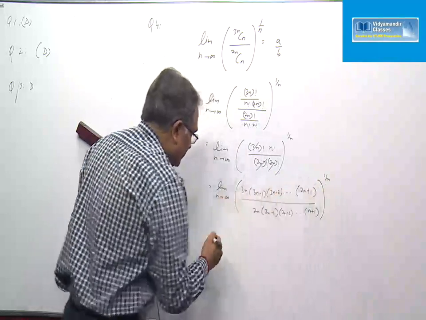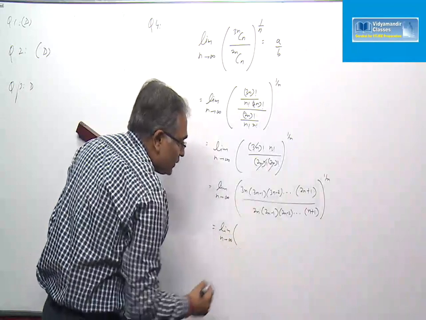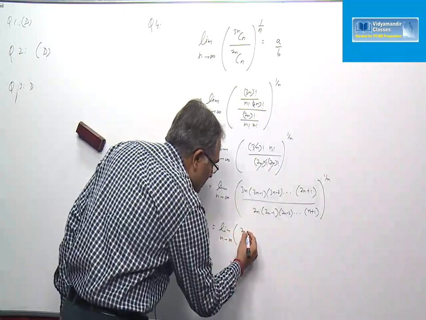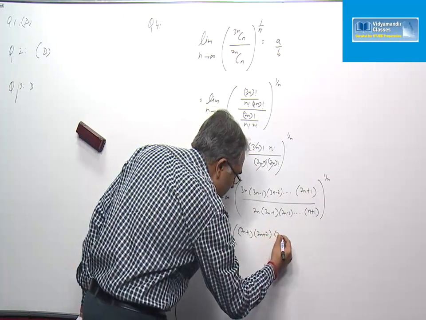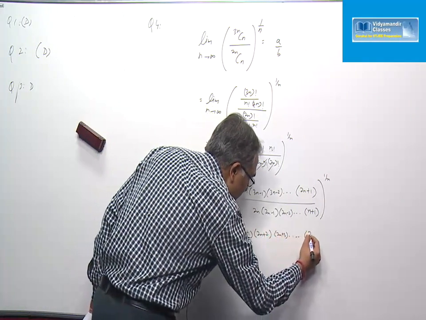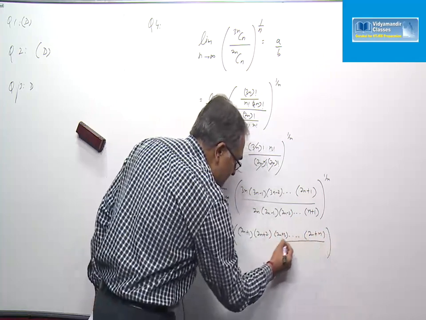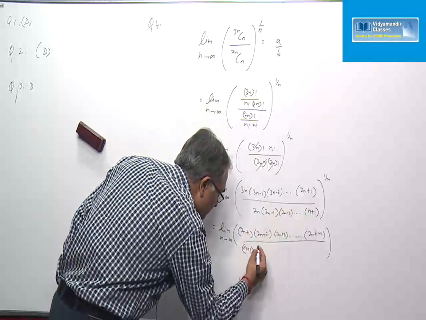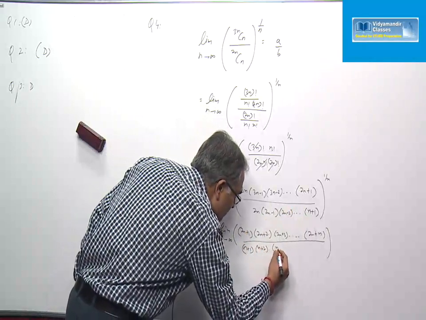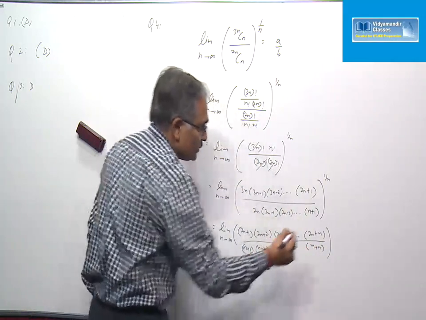Rotating from right to left, it is the limit as n approaches infinity of (2n plus 1, 2n plus 2, 2n plus 3, and so on till 2n plus n, n factors in numerator, divided by n plus 1, n plus 2, n plus 3, up to n plus n, n factors in denominator) to the power 1 by n.